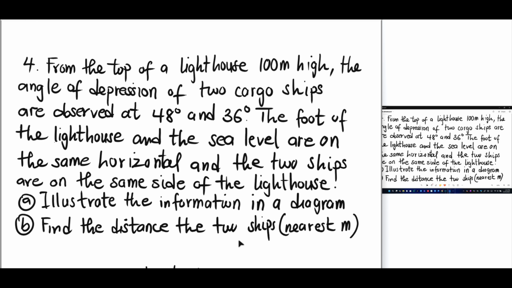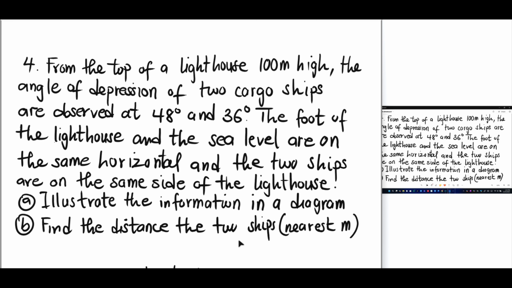From the top of a lighthouse 100 meters high, the angle of depression of two cargo ships are observed at 48 degrees and 36 degrees. The foot of the lighthouse and the sea level are on the same horizontal, and the two ships are on the same side of the lighthouse. A. Illustrate the information in a diagram. B. Find the distance between the two ships and leave your answer to the nearest meter.